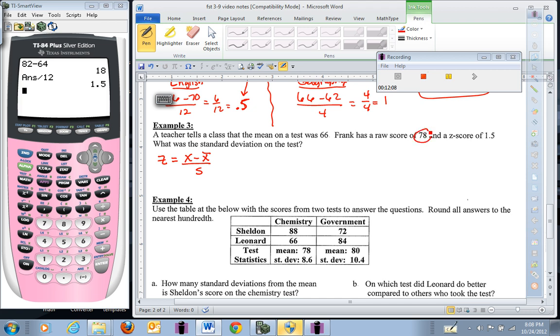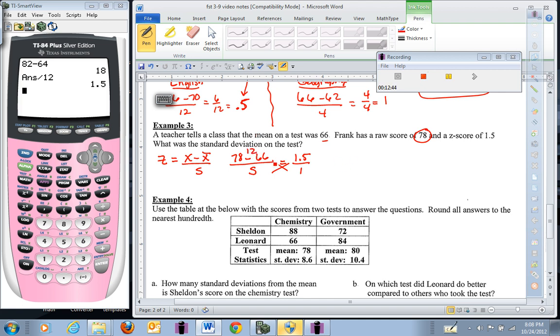So the raw score was 78 minus the mean, which is 66, divided by the standard deviation, which we don't know, and that's going to equal 1.5. So again, we want to set this up to look like a proportion, and we want to cross multiply. When we do, we'll get 78 minus 66, which is what? Let's see, 12. Okay, that's going to give us 12.